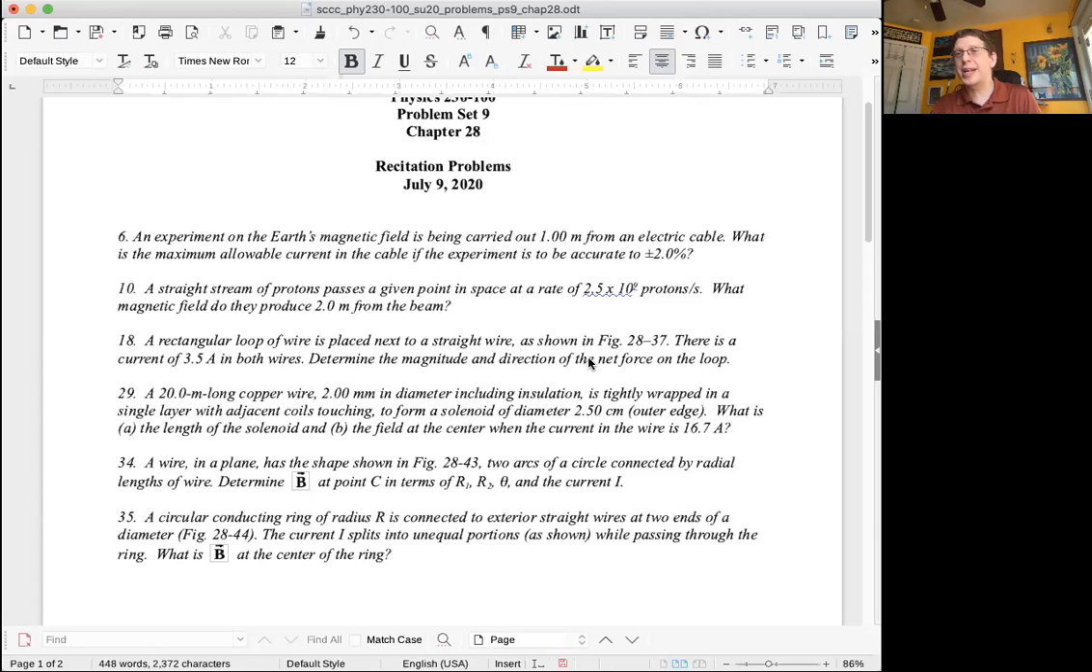You can use the right-hand rule to figure out the direction, and everything else I think you can figure out. And again, as always, if you have any questions or you're not sure that you have the correct answer, please send me an email and let me know, and I'll be able to help you.